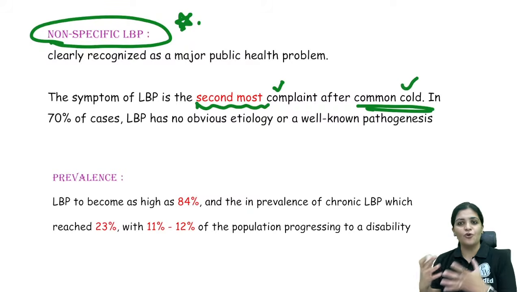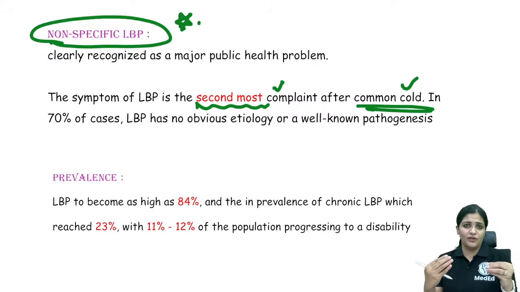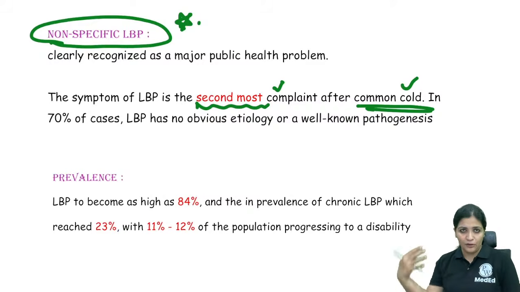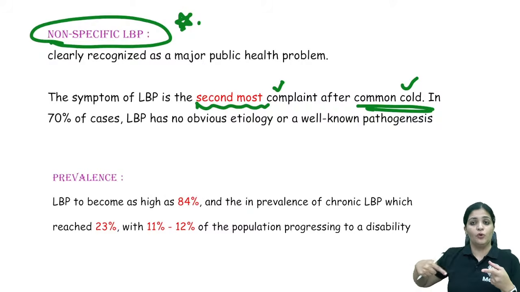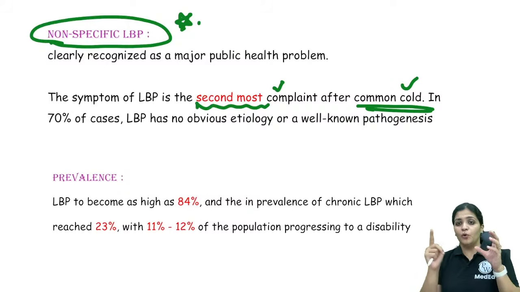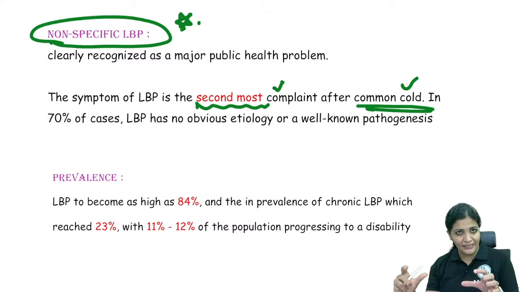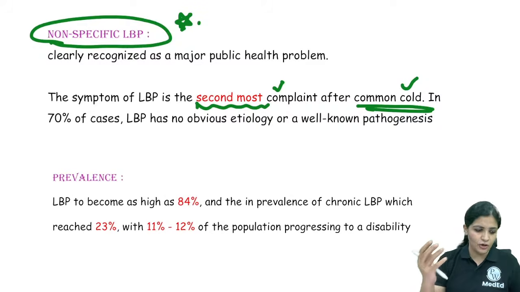So this is as common as your common cold, right? So this is a non-specific low back pain. What the causes of non-specific low back pain are, we will understand at the end of the video. But now let us remember that low back pain is usually the pain from the lower costal margin to the inferior gluteal fold, and we have understood that there are three types: acute, subacute and chronic. The most common form of low back pain is non-specific low back pain. It is as common as your common cold.